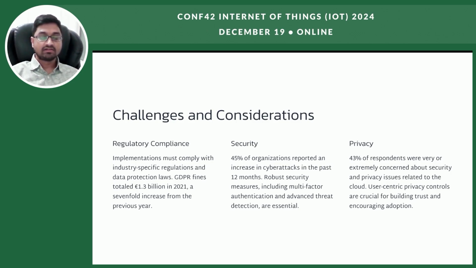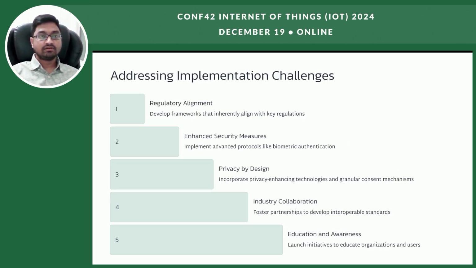So this is where standardized industry-specific IoT standards need to be introduced, and these challenges can slowly be addressed by working with respective agencies. If you look at addressing the primary implementation challenges, the first one is regulatory alignment. We have to develop frameworks that inherently align with key regulations. This could be country-specific or a global regulation that various countries can come together on, because IoT devices get access across the internet. So it would be very advantageous if regulatory alignment happens at a global level.